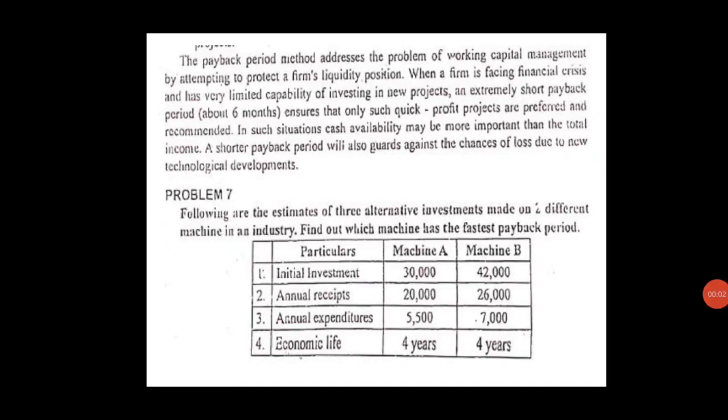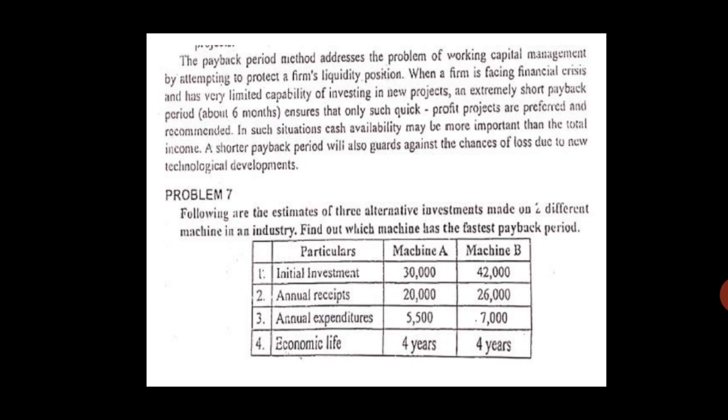Hello students, now having seen the payback period, now we will see a numerical on that. Following are the estimates of 3 alternative investments made on 2 different machines in an industry. Find out which machine has the fastest payback period. The 2 machines, machine A and machine B. The initial investment is 30,000 rupees in machine A, and in machine B it is 42,000 rupees. The annual receipts for machine A is 20,000 rupees and 26,000 rupees for machine B.